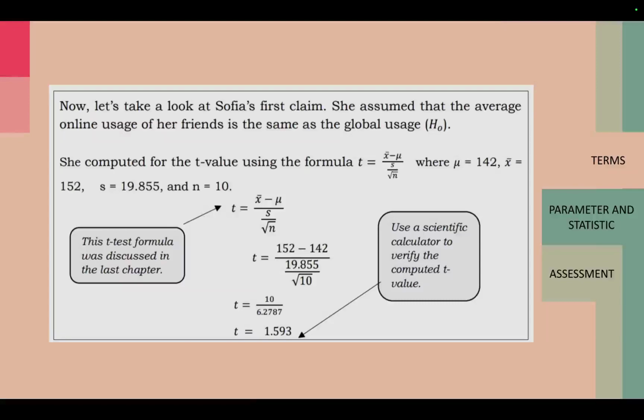Let's now compute the computed value to find out if the value falls under the rejection or non-rejection region. So remember, from the problem of Sophia, we can make use of the formula for the computed t-value and substitute the values. The sample mean is 152. The population mean is 142. The standard deviation from the sample of 10 is 19.855. And then the square root of the sample size, which is 10. So when we calculate, it's 1.593. So that's our computed value, which is very important to compare with our illustrated rejection region.